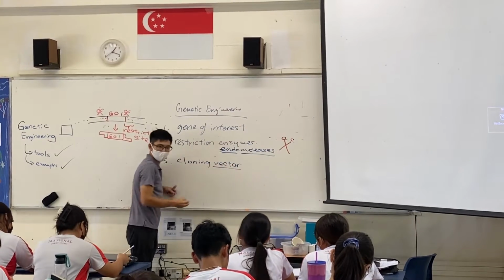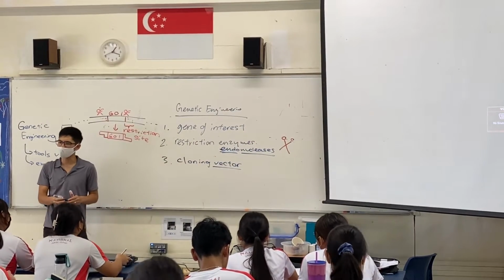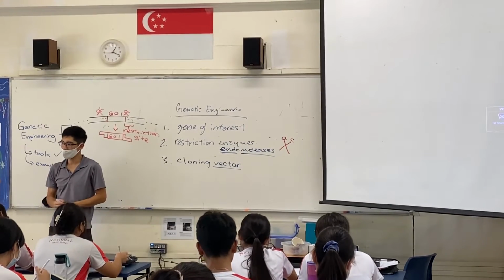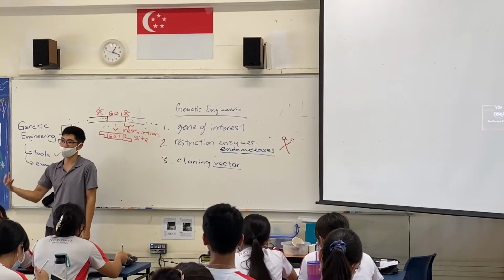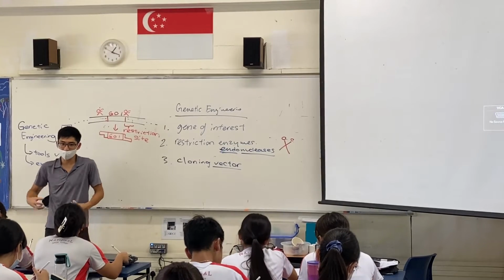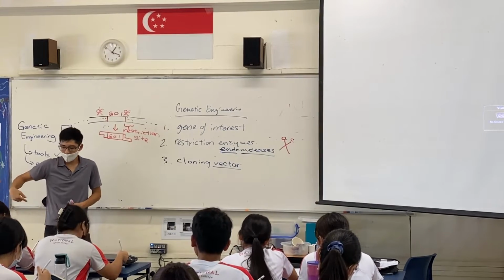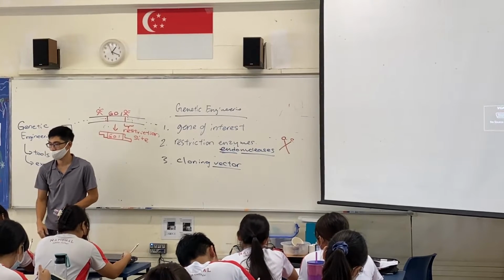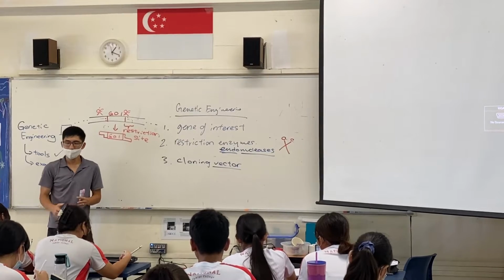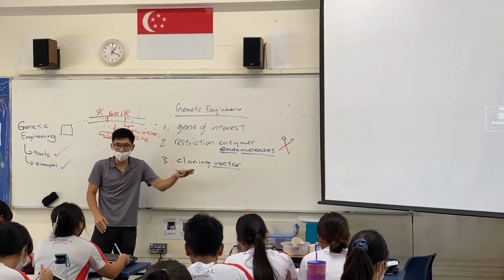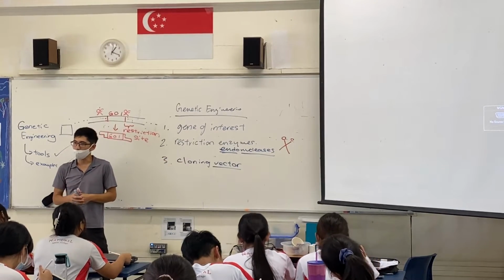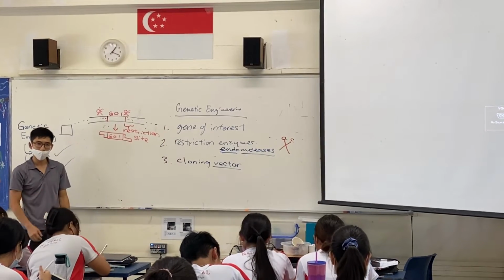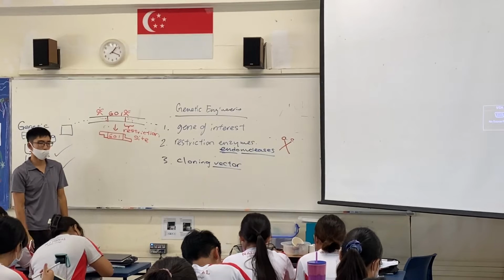Have you seen the word vector before? Yes. Vector is like a host, something to hold something for a while. Just like how mosquitoes are vectors for viruses, right? They contain the virus, then they fly, they take from someone, then they fly to another person, they are the vector, they are the carrier. Heard before the word vector? Yeah. So we need a cloning vector. We need something that is able to hold on to this gene of interest that we have extracted out. We call that cloning vector.